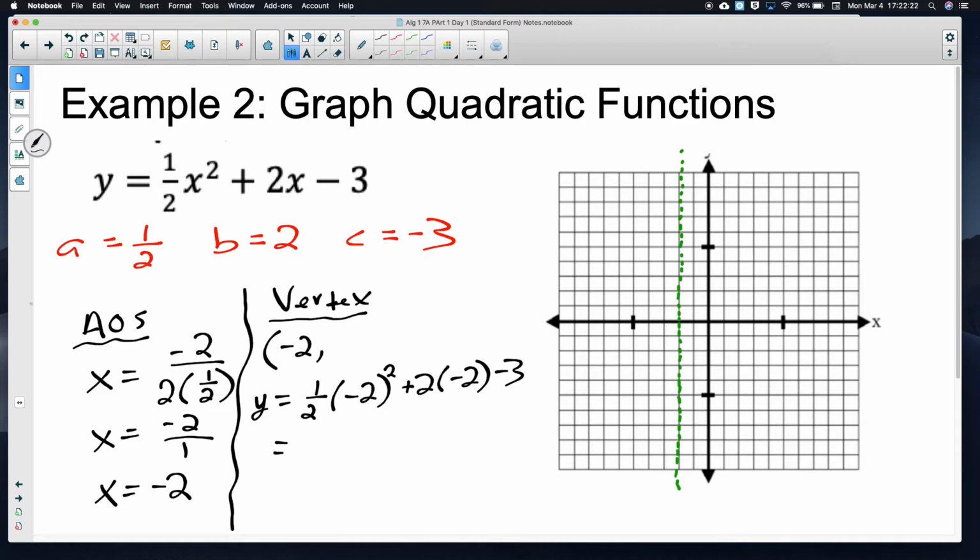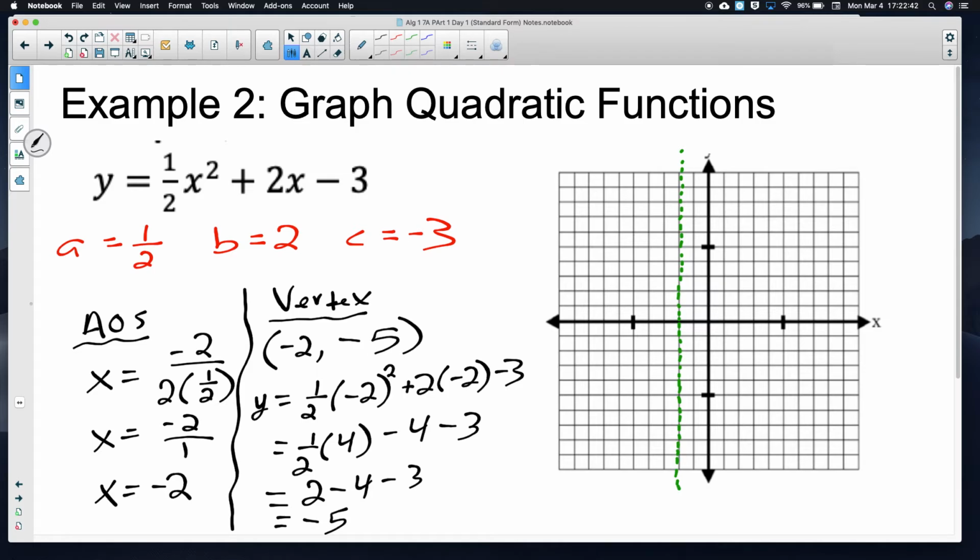So that's going to be 1/2 times 4. And then 2 times -2, that's going to give me -4 minus 3. When I simplify all this, I'm going to get 2 minus 4 is -2. -2 minus 3 is -5. So my vertex is going to be (-2, -5). So I'm going to come over here. I'm going to actually plot that. -2, 1, 2, 3, 4, 5.